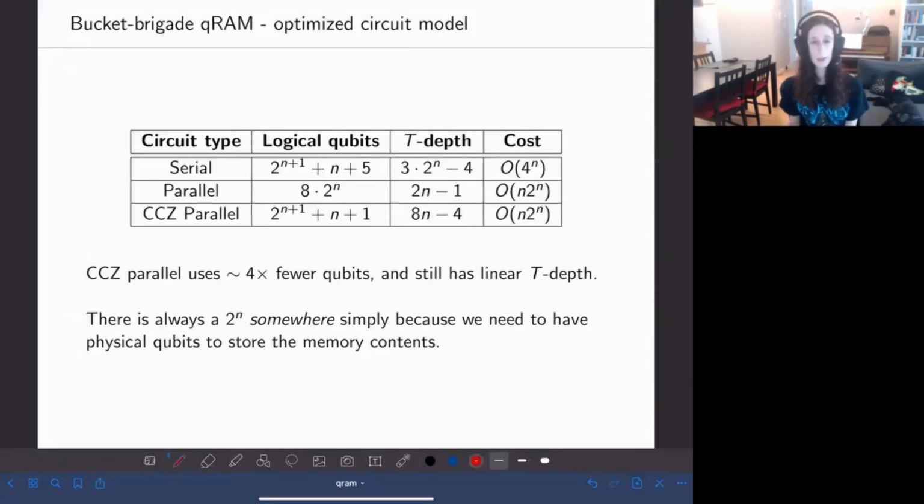At the end of the day, you end up with essentially the same cost and much fewer qubits. However, you still have the 2 to the n in there, just by virtue of it being an explicit memory where you have an actual register of qubits with data stored. So that 2 to the n really is not going away. But now it's not 8 times 2 to the n, it's much smaller, and that's great.